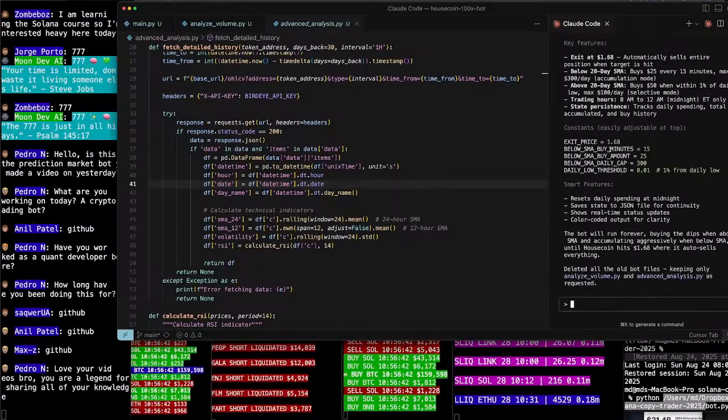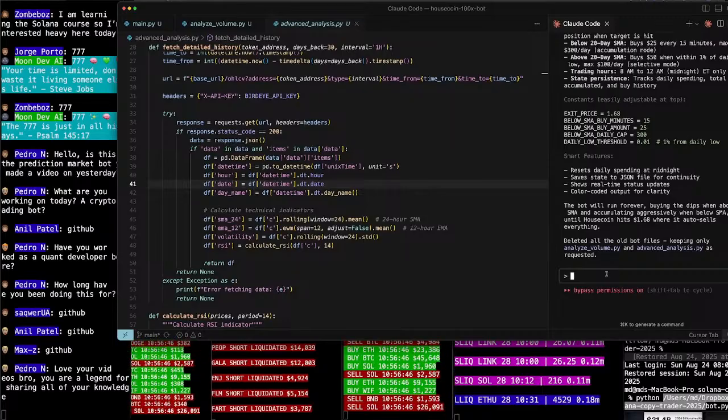Okay, constants: exit price, below SMA. So let's make constants as well for the buying hours. It should be 8 a.m. to 12 p.m., so it's just 4 hours. Let's actually do 9 a.m. to 1 p.m., so 4 hours still.